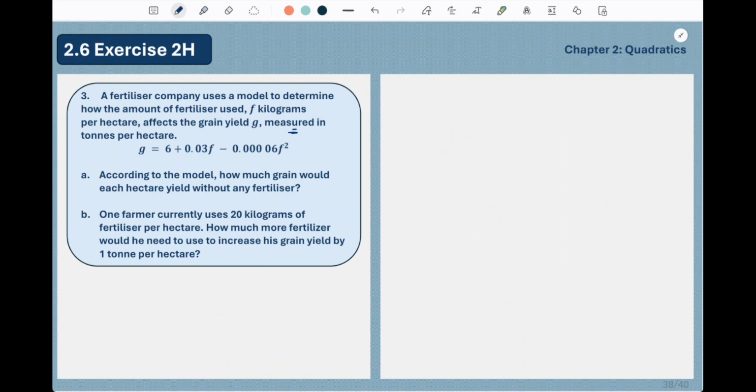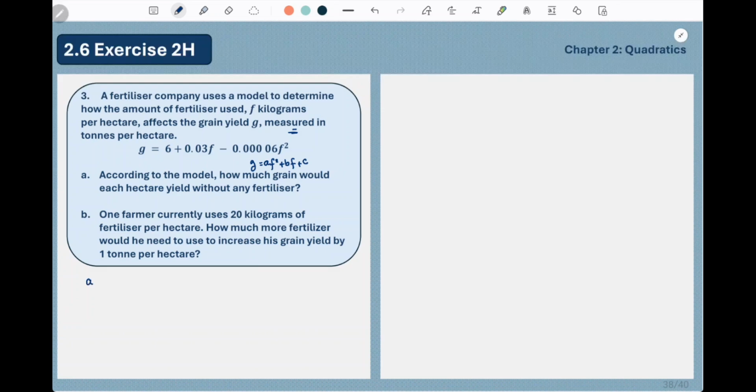A fertilizer company uses a model to determine how the amount of fertilizer used, F kilograms per hectare, affects the grain yield, G, measured in tons per hectare. So basically, we've got an amount of fertilizer referred to as F, and the grain yield referred to as G in their measured units. It's modeled by this quadratic equation. I can see it's a quadratic equation because it's like AF squared plus BF plus C, the usual quadratic, where G is more like Y, and F is what we normally call X.